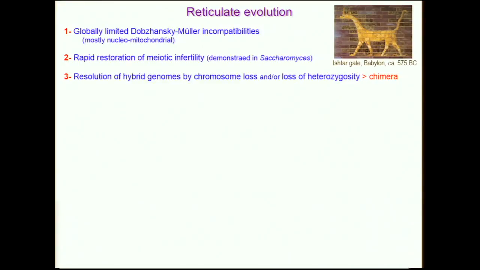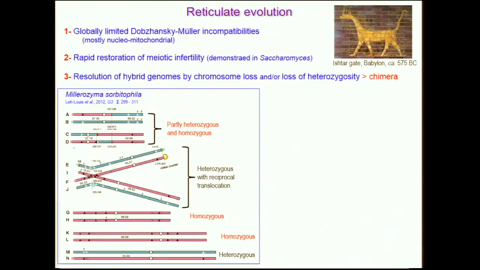And then there is a mechanism that we discovered in one of these hybrids, that some of them evolve by loss of chromosome, but mostly by loss of heterozygosity, creating chimera. This is why I have the Babylon monster here, okay? One of these Babylon monsters we discovered was Millerosima sorbitophila. It has 7 pairs of chromosomes, very nice. It looks like a diploid.